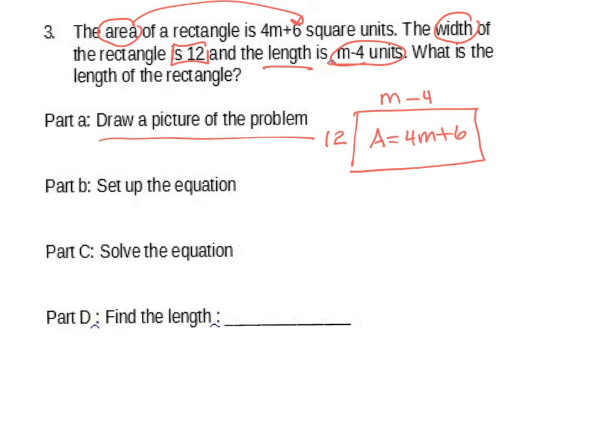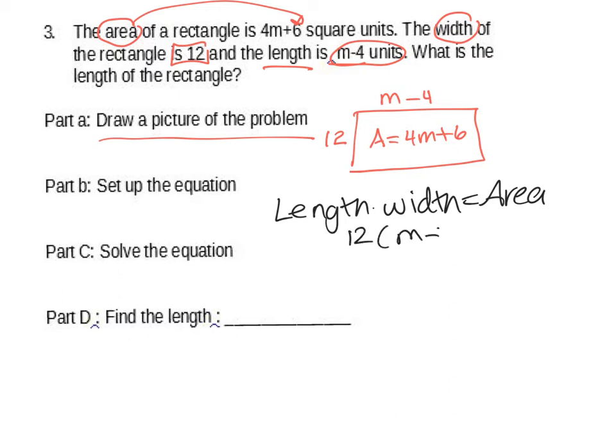So my formula is length times width equals area. So length times width, we're going to put 12 times m minus 4 is equal to our area, which is 4m plus 6. And I'm going to show you how to solve this using nSolve.